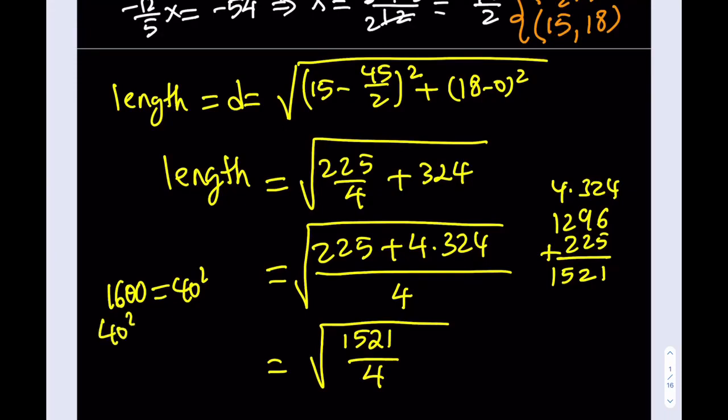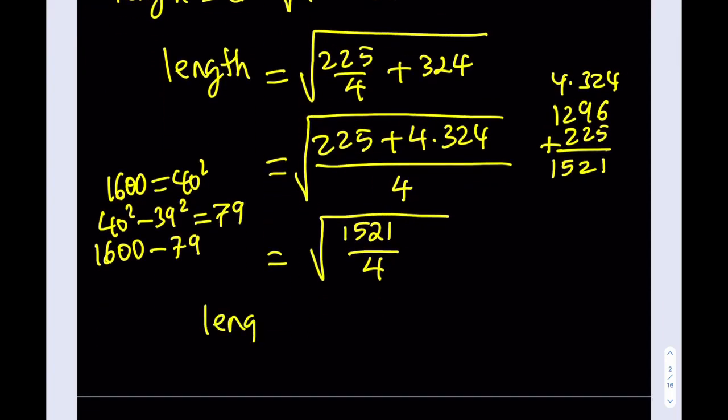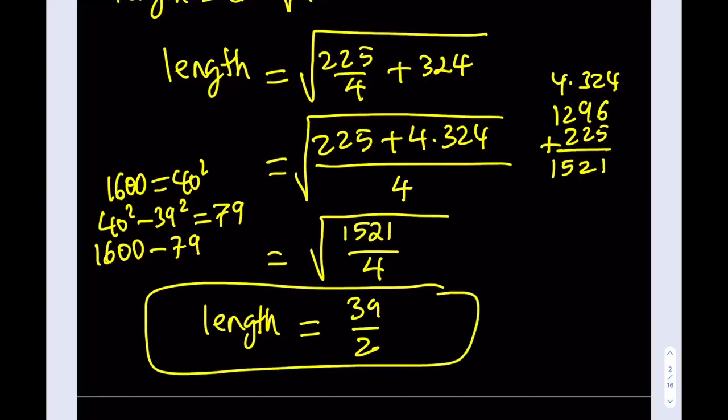What is 40 squared minus 39 squared? That is going to be 40 plus 39 times 40 minus 39, which is 40 plus 39. And that's going to be 79, right? If you use difference of two squares. So what happens if I just go ahead and subtract this number? So what is 1600 minus 79? That's equal to that number. Awesome. That means that this number is actually 39 squared. So the length of the segment is going to be 39 halves then. Okay? That's the length we've been looking for, and we're done.